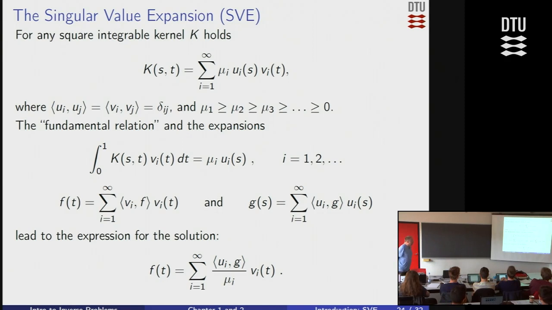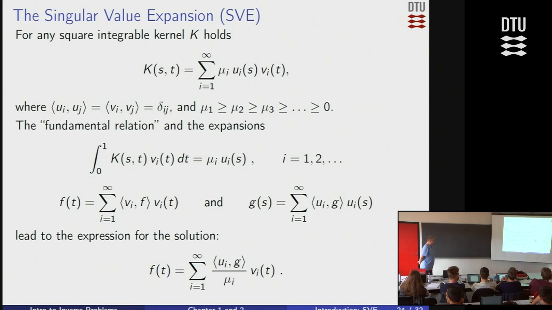So you do that. And again, the coefficients in that orthonormal basis are these inner products. And then you can plug that into the machinery, and after a little while you will end up with that expression there at the bottom. So it's an infinite sum, and of course we expand the solution in terms of the v functions, and then the coefficients are the coefficients of the g function divided by the singular values.